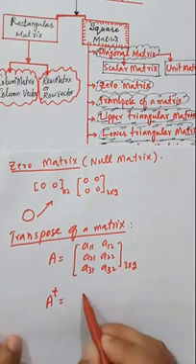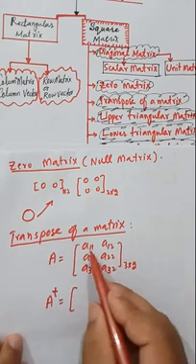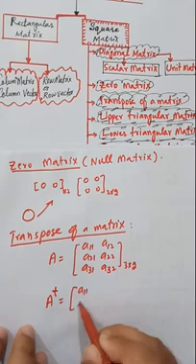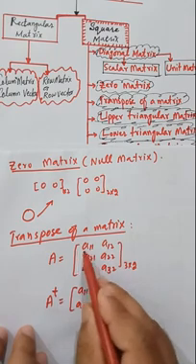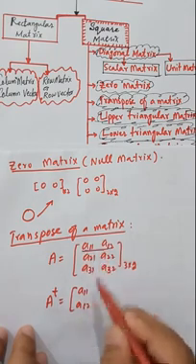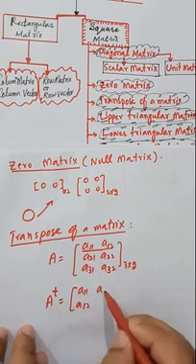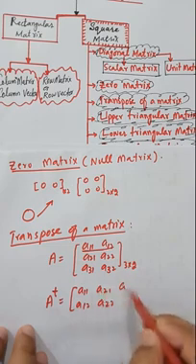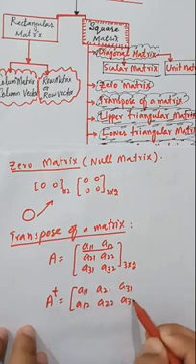So how can you find the transpose? Convert the rows into columns. Let's say the first row is now written in the first column. You see that this is the first row, now it is written in the first column. Now the second row will be written into the second column. The third row will be written in the third column.